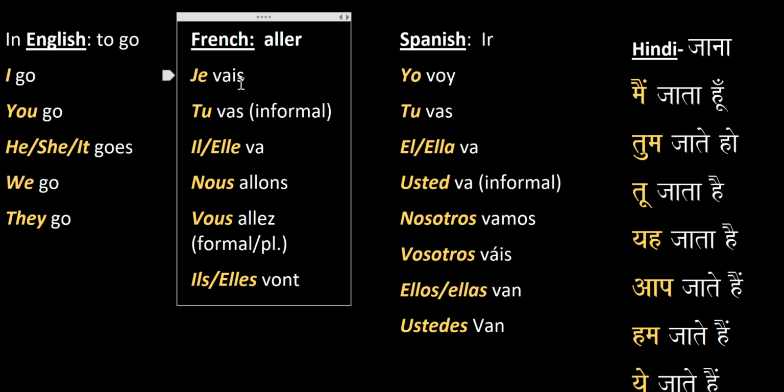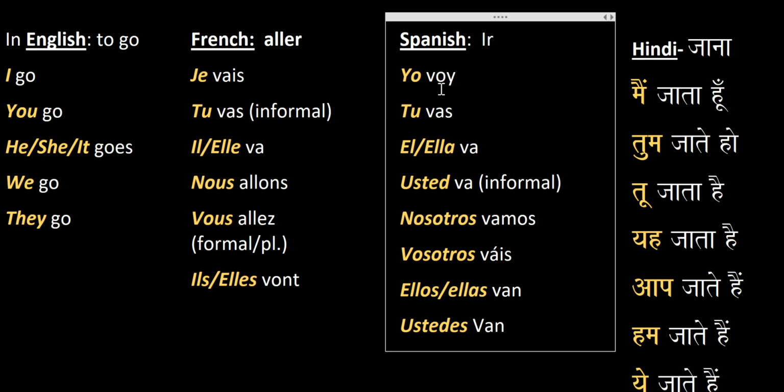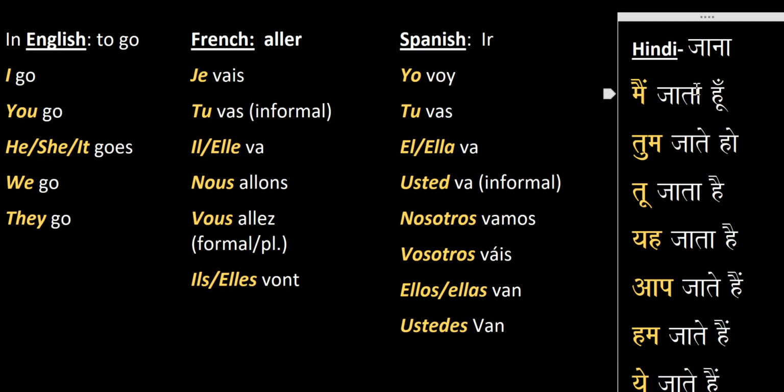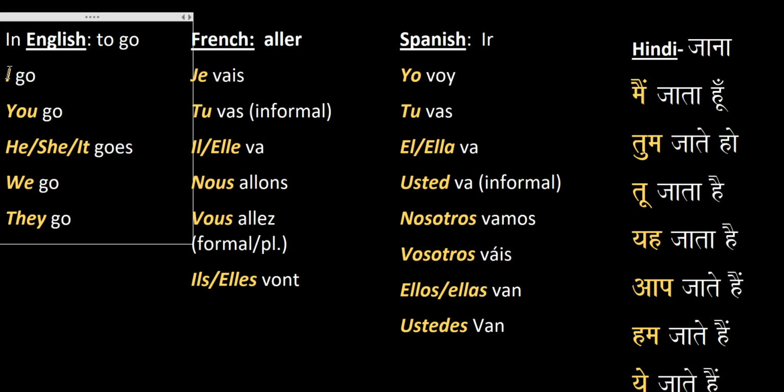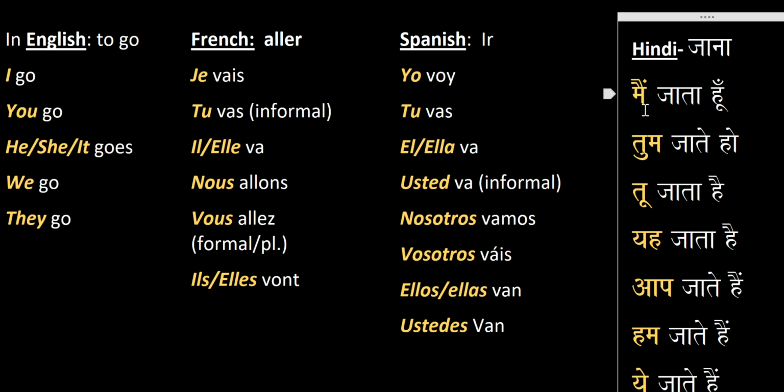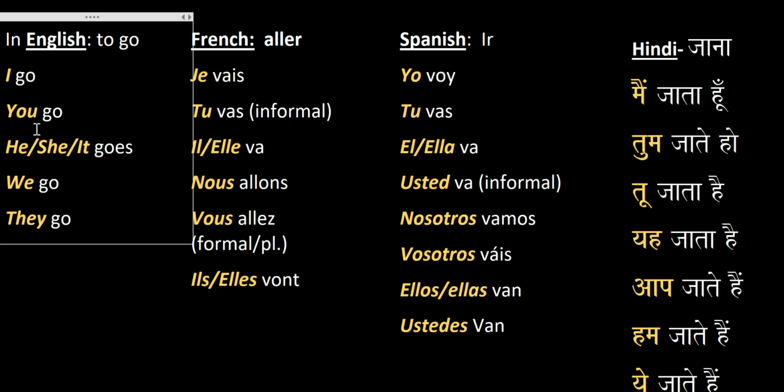So je vais means I go. Yo voy means I go in Spanish. मैं जाता हूँ means I go in Hindi. And all of these words here in the yellow, those are the pronouns. Those pronouns are the person, place, or thing that is doing the action. So je means I, yo means I, मैं in Hindi means I.